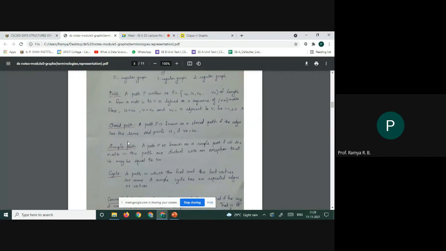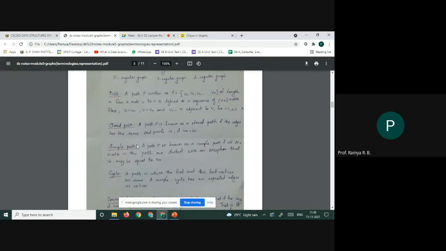It can be a simple path or it can be a closed path. What do you mean by a closed path? Closed path means obviously you get the impression of a cycle, right? A path P is known as a closed path if the edge has the same endpoints. That means you're starting from a vertex and you are ending at the same vertex. Your origin and destination are basically the same. So a path P is known as a closed path if the edge has the same endpoints, that is, V0 is equal to Vn.